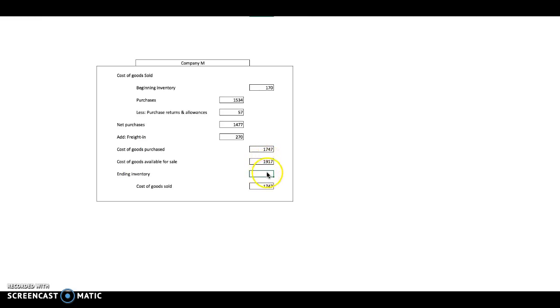So again, we're going to calculate our ending inventory by subtracting 1,747 from 1,917, and that equals 170.